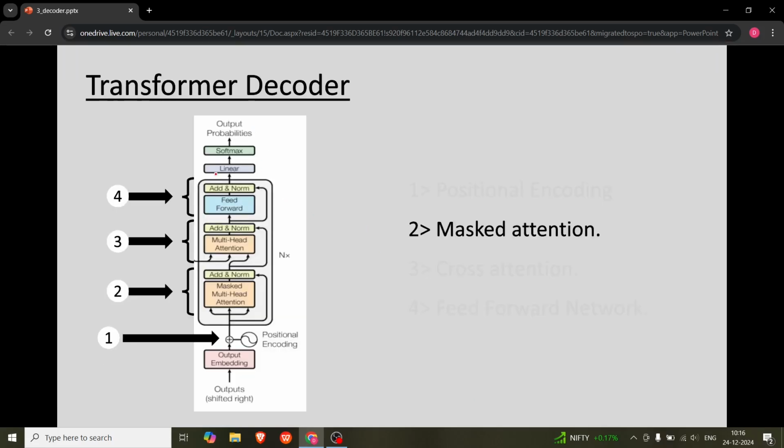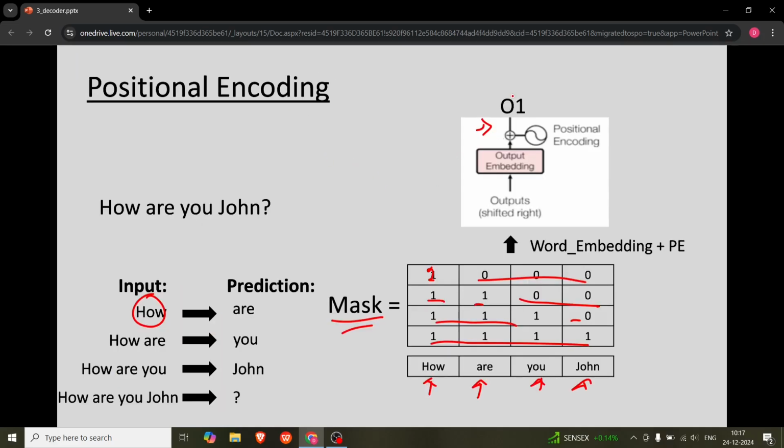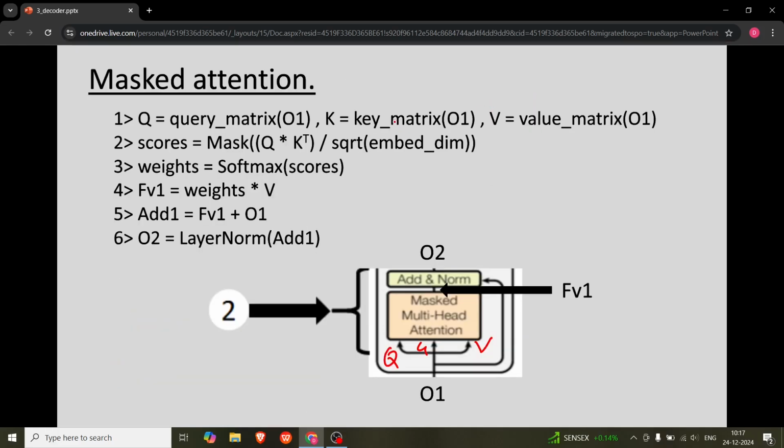Okay, so we have understood the positional encoding part. Now we are going to see the masked attention, which is this part. Masked attention is very, very simple. You have Q, K and V: your query, your key, and your value. What was O1? O1 was the output over here. That will be given as input to the query matrix, the key matrix and the value matrix, and you will have Q, K and V.